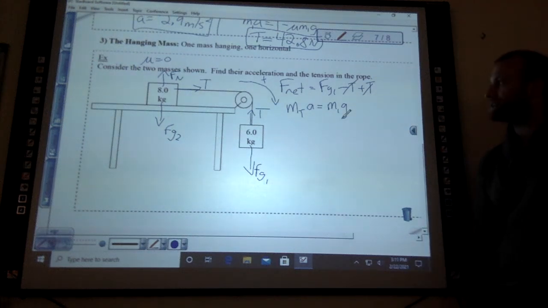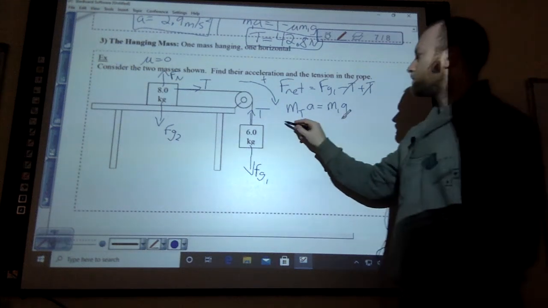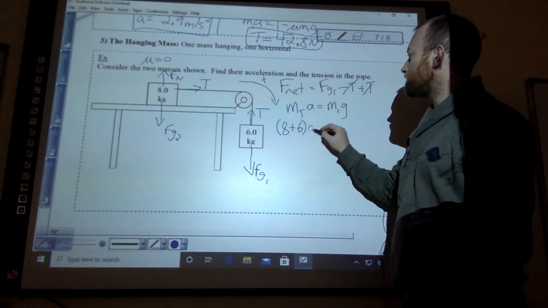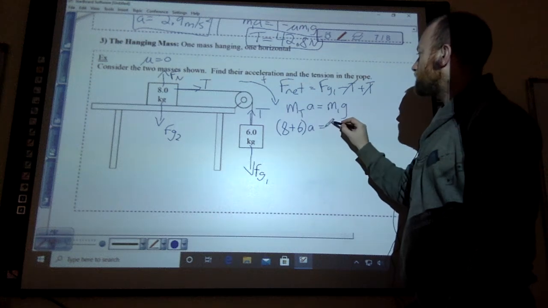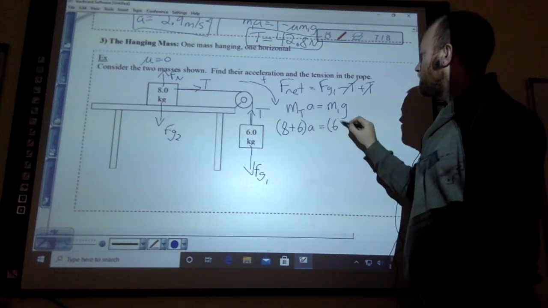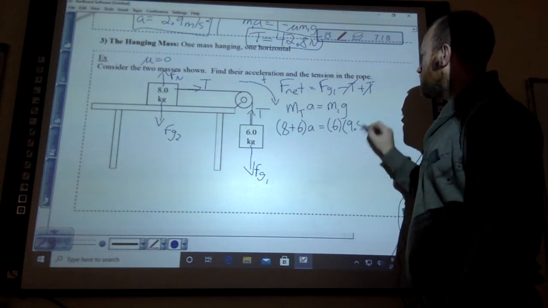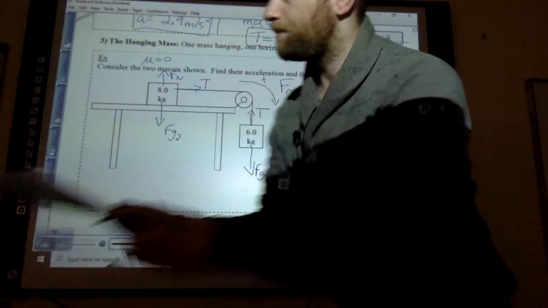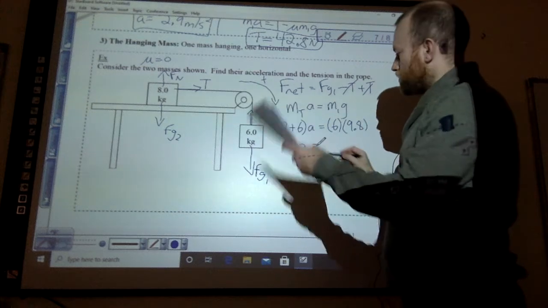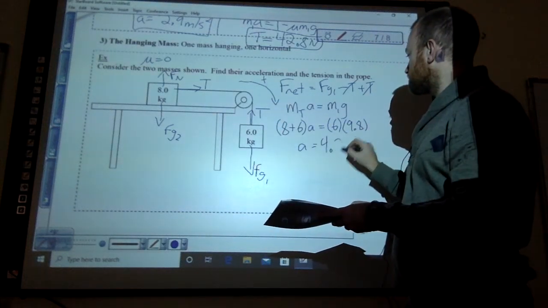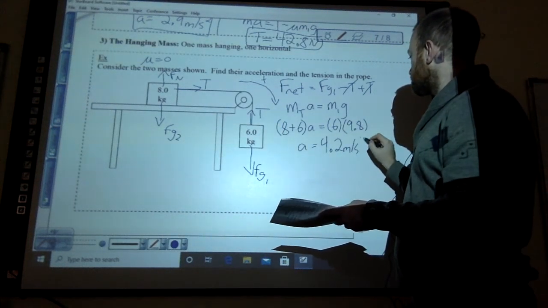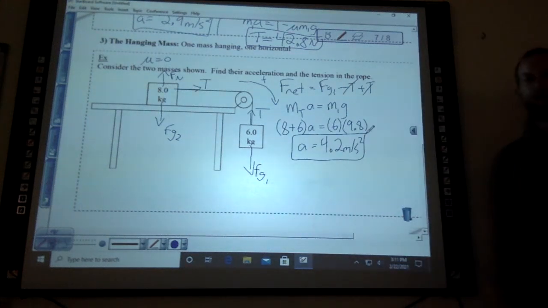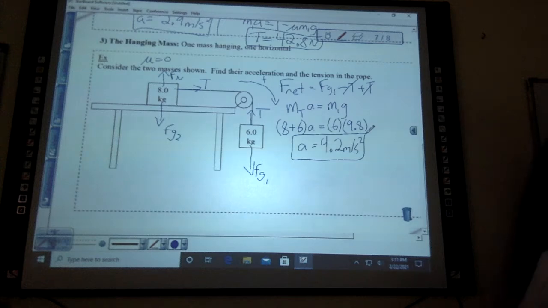So now we can just plug in the numbers and solve it. So total mass, 8 plus 6, times our acceleration equals mass 1, which is 6, times 9.8, and acceleration, plug in the numbers, you get 4.2. So that is my acceleration for this.